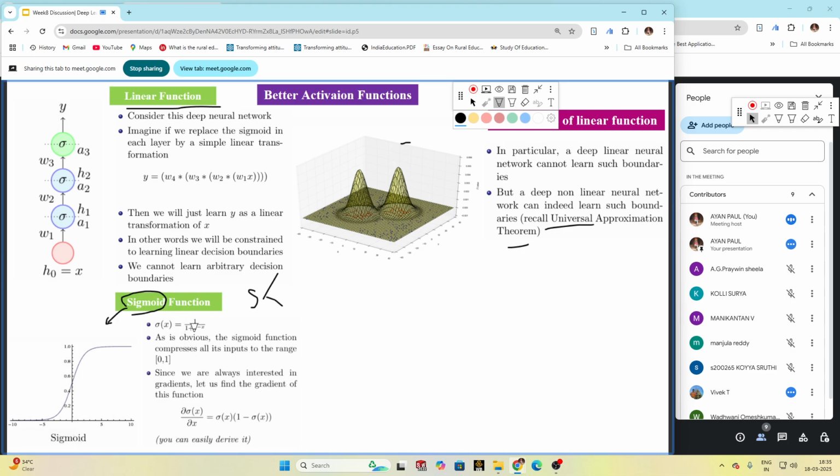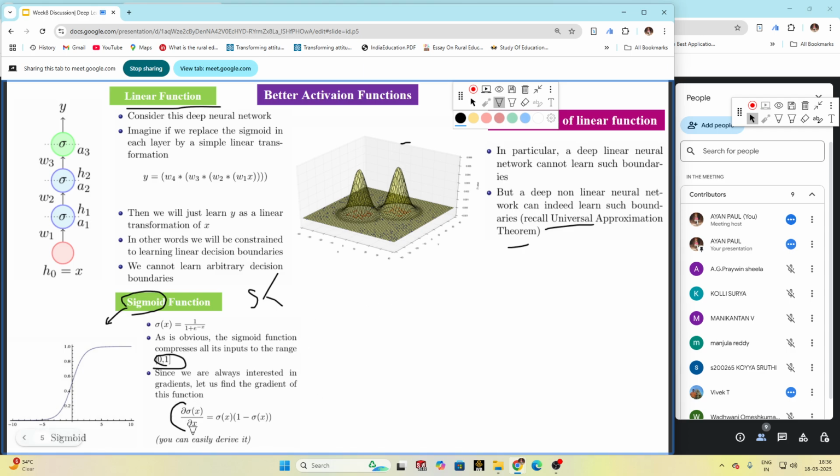It has this equation: sigma(x) equals 1 by 1 plus e to the power minus x. Now this is the sigmoid function. You can see the curve. A characteristic of this curve is that the range of this function is from 0 to 1. So it is always positive. And as we reach higher values or lower values, our sigmoid function converges. So these are the two important characteristics of the sigmoid function.